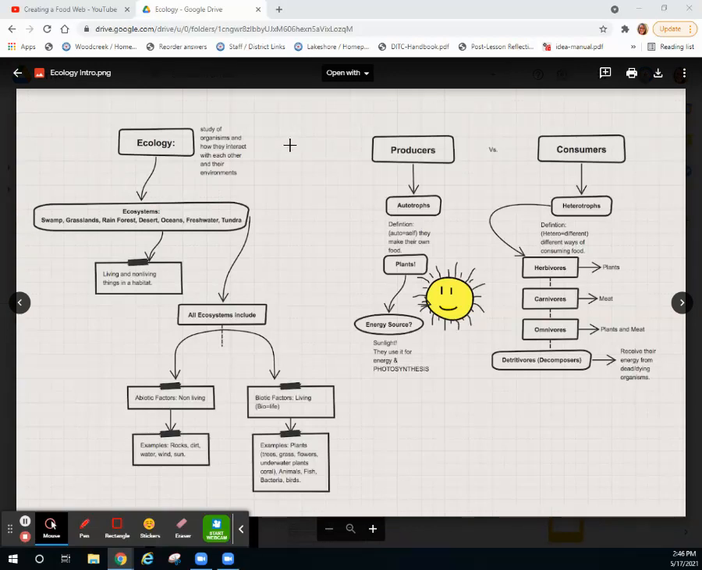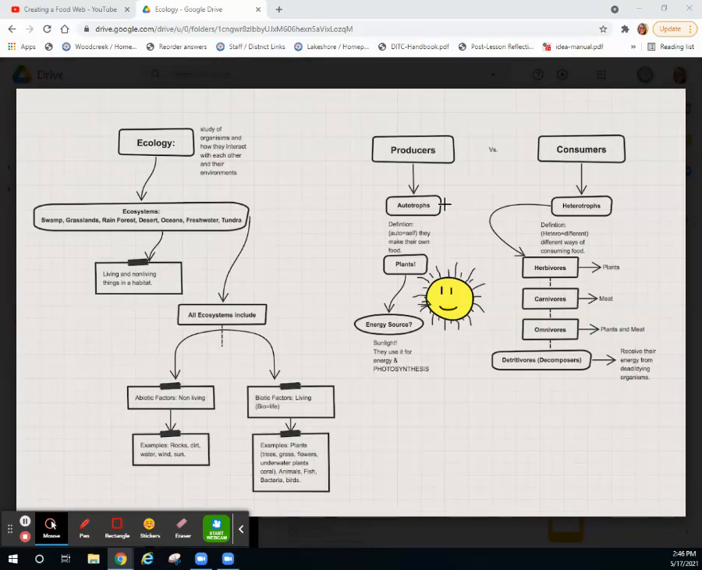Then we get down even further to producers versus consumers. Producers are usually our plants. They're autotrophs. They self-feed, so they preserve more energy. They make their own food. Auto means self. It's another one of those prefixes. And troph is also a suffix. So autotrophs, producers are usually autotrophs, meaning they make their own food, and their energy source is the sunlight.